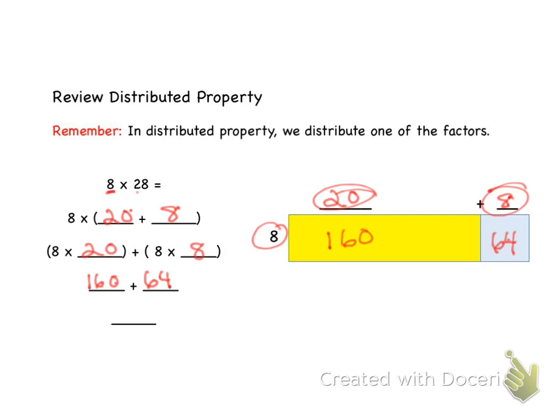4 plus 0 is 4. 6 plus 6 is 12. Regroup the 1. There's nothing here in the hundreds, so 1 and 1 is 2. So this answer is 224. So that's a review of the distributive property. We're distributing the 8 to the 28, but we broke the 28 up into 20 plus 8.